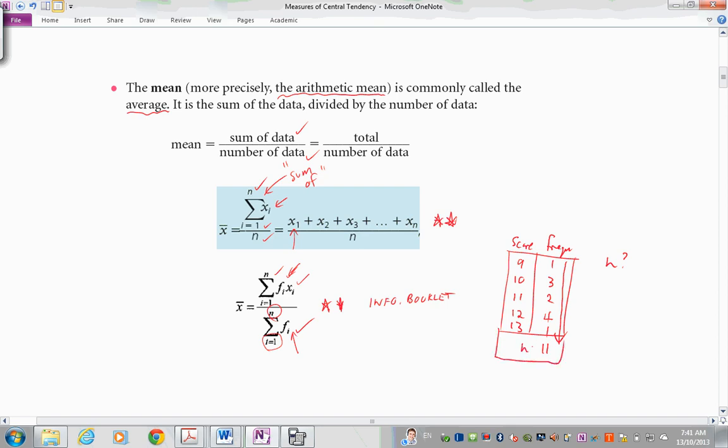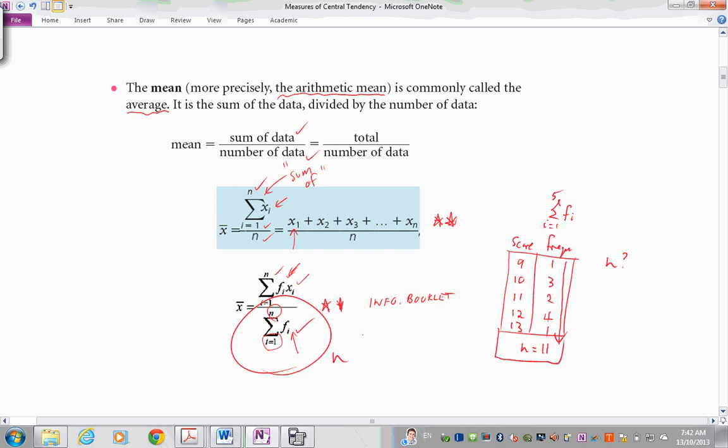So n equals 11. So this is the sum of fi from i equals 1 here to 5. There are 5 scores. Okay, the sum of those frequencies is 11. Okay, so n is 11. So that's a way over here now of talking about n in a more complicated fashion.